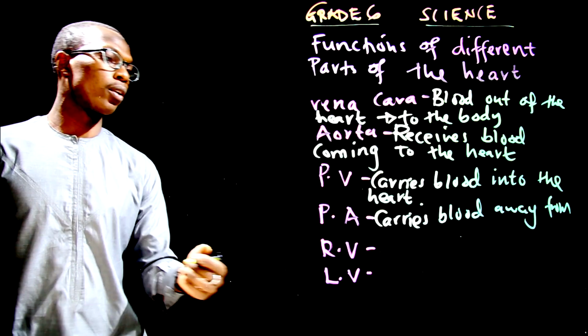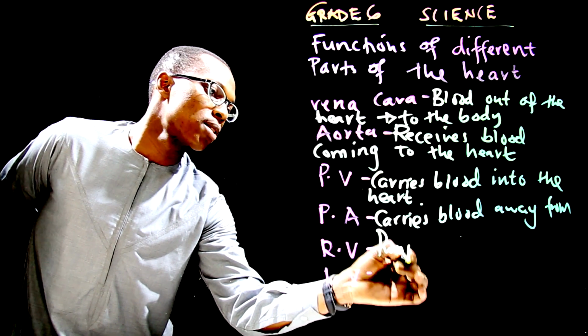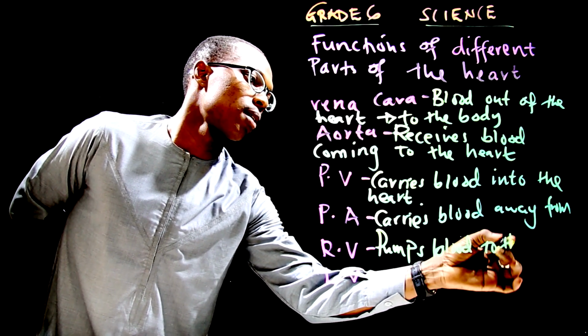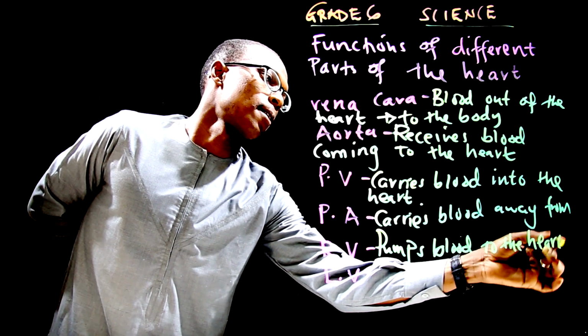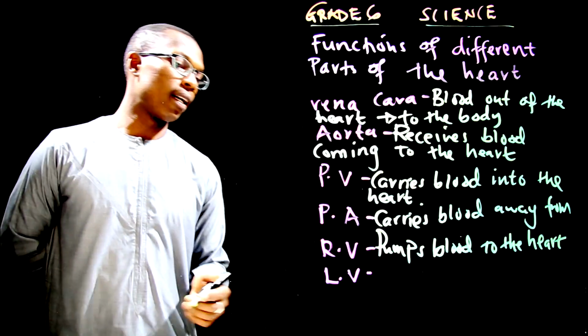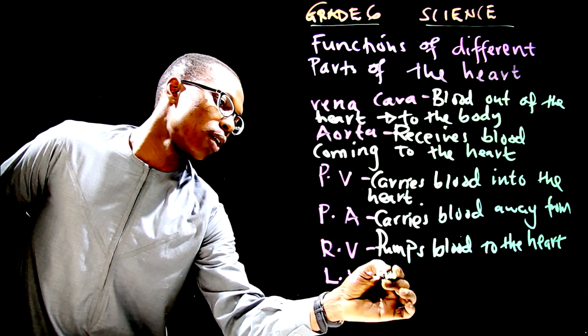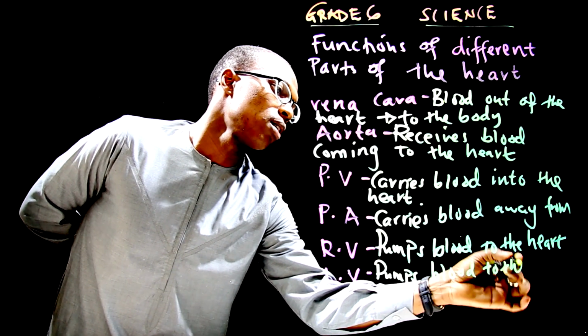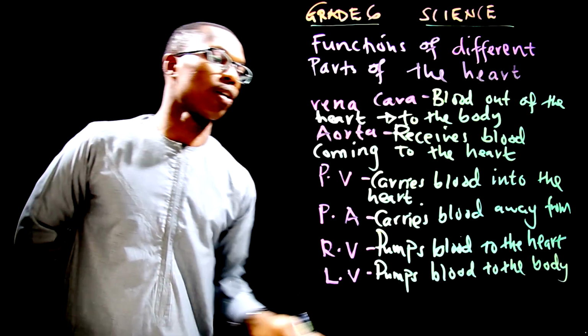Now with the right ventricle, this one pumps blood to the lungs, okay? And then we have the left ventricle. This one pumps blood to the body, or to the rest of the body.